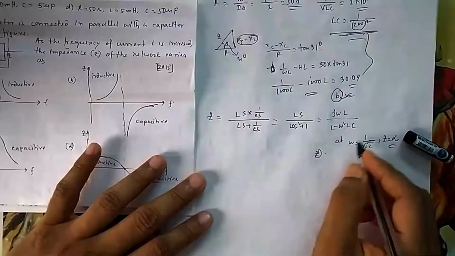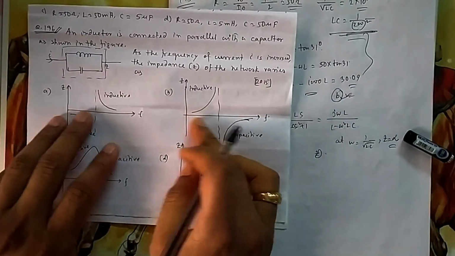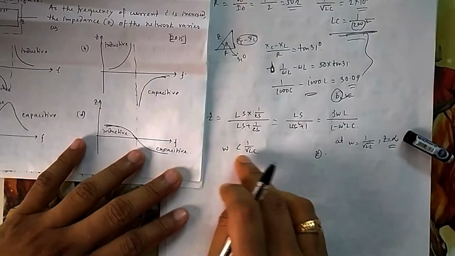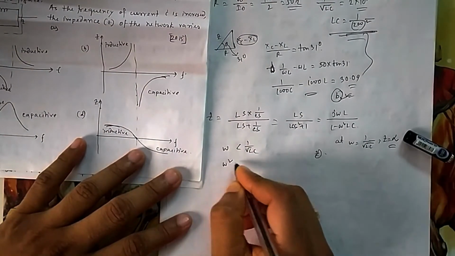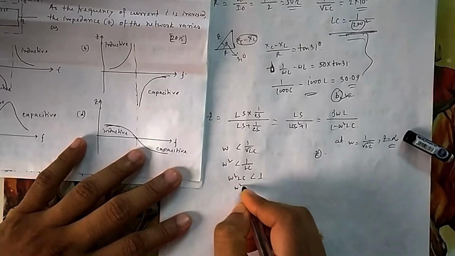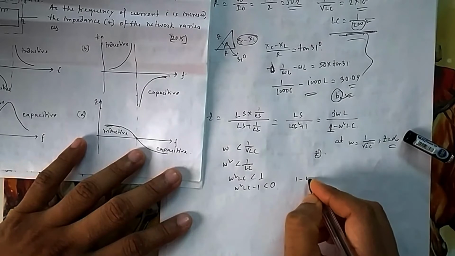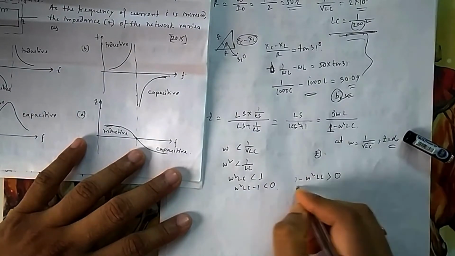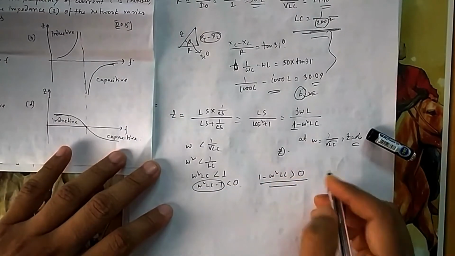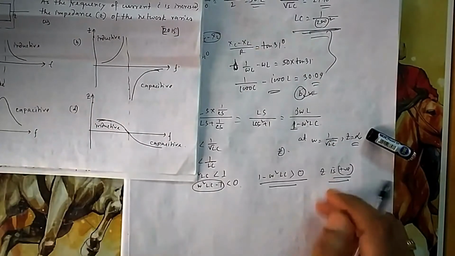Now suppose omega is less than 1 by root LC. I have to see whether it is inductive or capacitive. So omega square is less than 1 by LC. Then omega square LC is less than 1. Then omega square LC minus 1 is less than 0. That means 1 minus omega square LC is greater than 0. If you multiply by minus, it will change the sign. That means your Z is positive. So when Z is positive, then it is inductive.